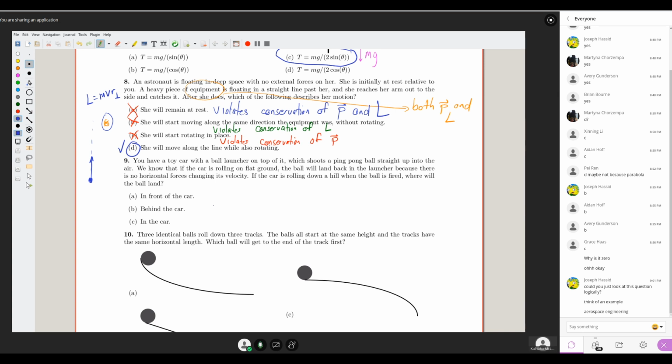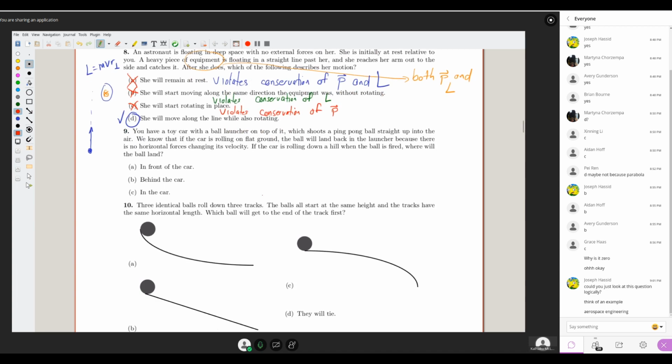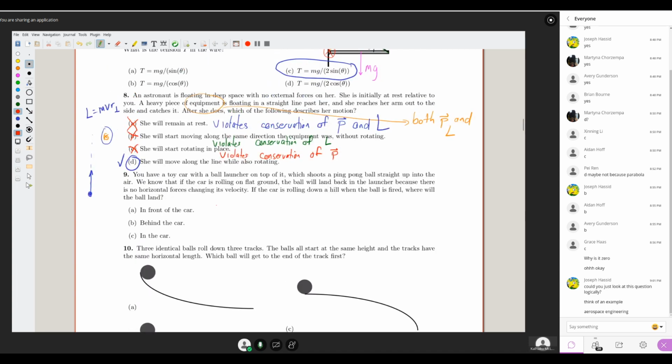So problem number 9, this is a toughie, but this is a demo we did in class. You've got a toy car with a ball launcher on top of it, which shoots a ping pong ball straight up into the air. We know if it's rolling on flat ground, the ball will land back in the launcher. But if it's rolling down a hill when the ball is fired, where will the ball land? So this is tough.